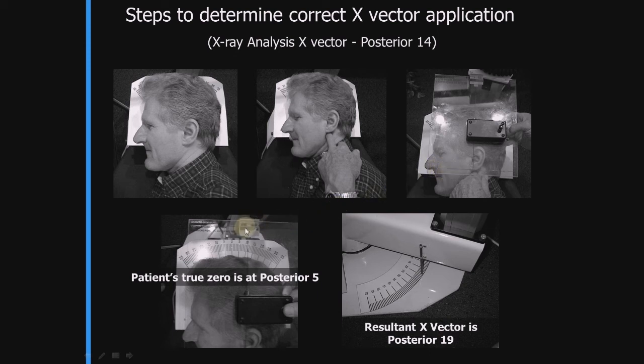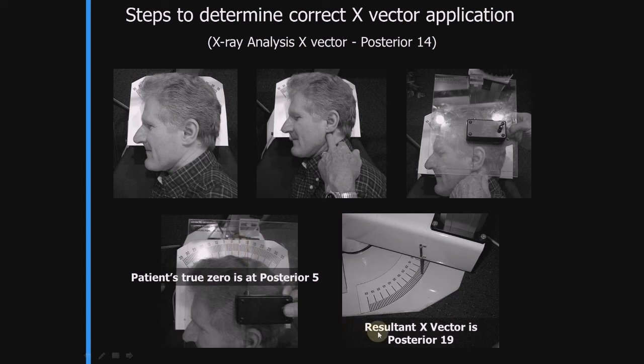level out the bubble on the top of the template, and press the button. It'll shoot a laser off through here, up through and reflecting off of a 45-degree prism, sending it directly down onto the headpiece. This will show us that the patient's true side-lying zero is at posterior 5 degrees in this example.